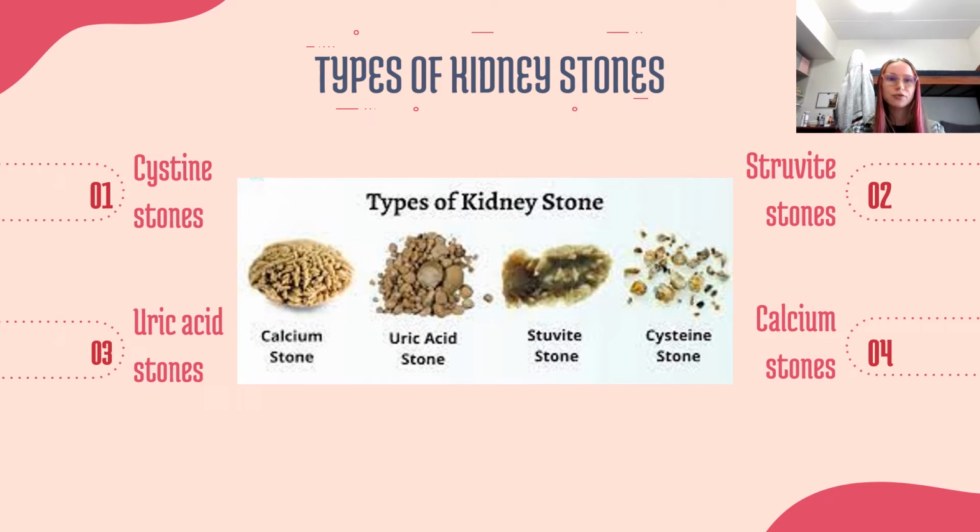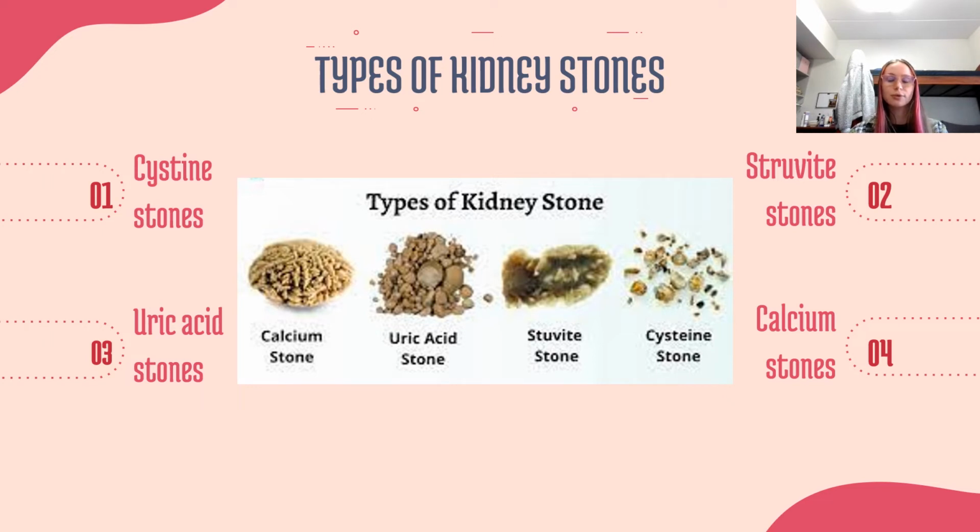Uric acid stones form when someone loses too much fluid. This could be because of malabsorption, diabetes, chronic diarrhea, metabolic syndrome, or high protein diets. Genetic factors could also increase the risk of uric acid stones.